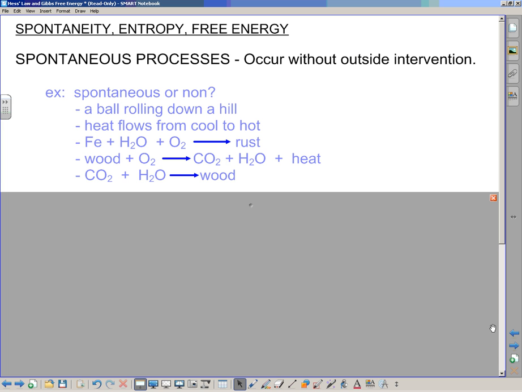Gravity will always influence the ball here. Okay? Regardless of whether the ball is at the top of the hill or the bottom of the hill, gravity is going to be an influence on that ball. Yes? Okay? So, the outside influence comes into play when the ball is at the bottom of the hill.